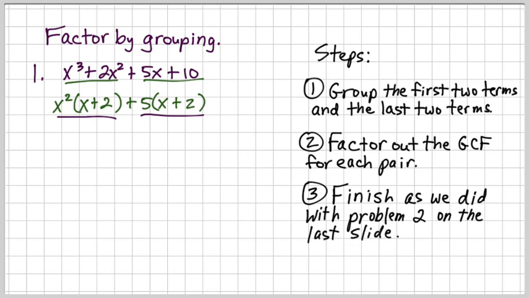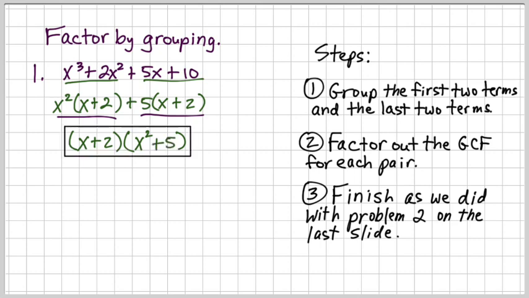So we're going to do what we just did on the last slide. So let me finish this. So x plus 2 is our common factor, and we're going to have two terms inside parentheses. So x squared times this first term is going to be x squared times x plus 2. So we need an x squared there. And x plus 2 times this second term here has got to be 5 times x plus 2. And so that'll be plus 5. And so that is our answer.